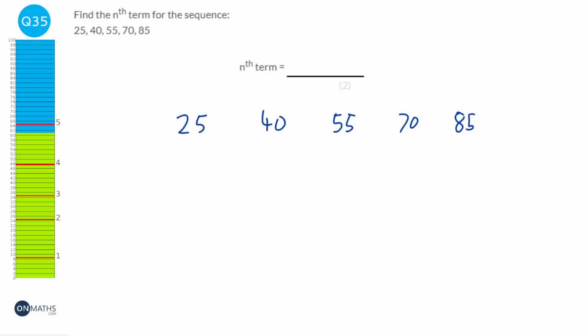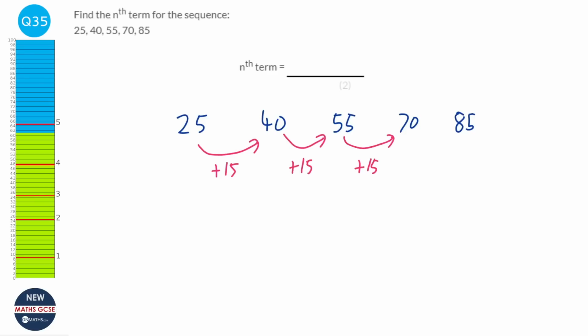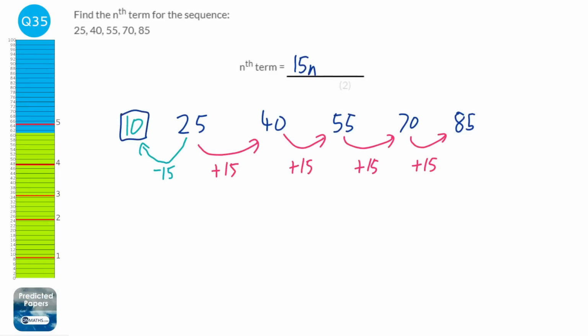So let's just write out this sequence. First thing we're going to do is work out what the sequence is going up in, and we can see here that we're adding 15 each time in our sequence, and whatever the sequence is going up in is what goes before n, so it's going to be 15n. Now 15n would give us the 15 times table, and this isn't the 15 times table. So to work out what the offset is, we go and find our 0th term. So instead of adding 15, when we go backwards, we're going to take away 15. And so that would be 10. And so our answer is going to be 15n, and we're going to add that 10 on.